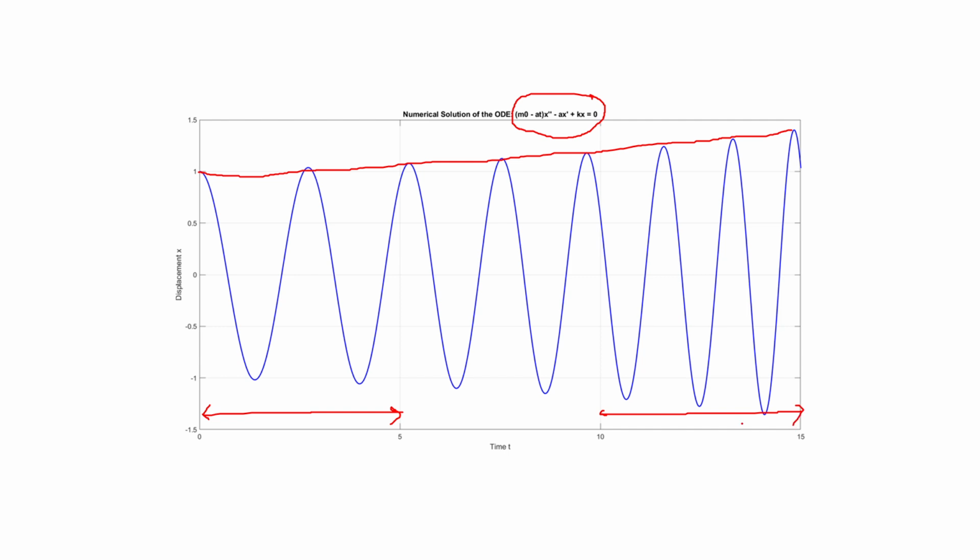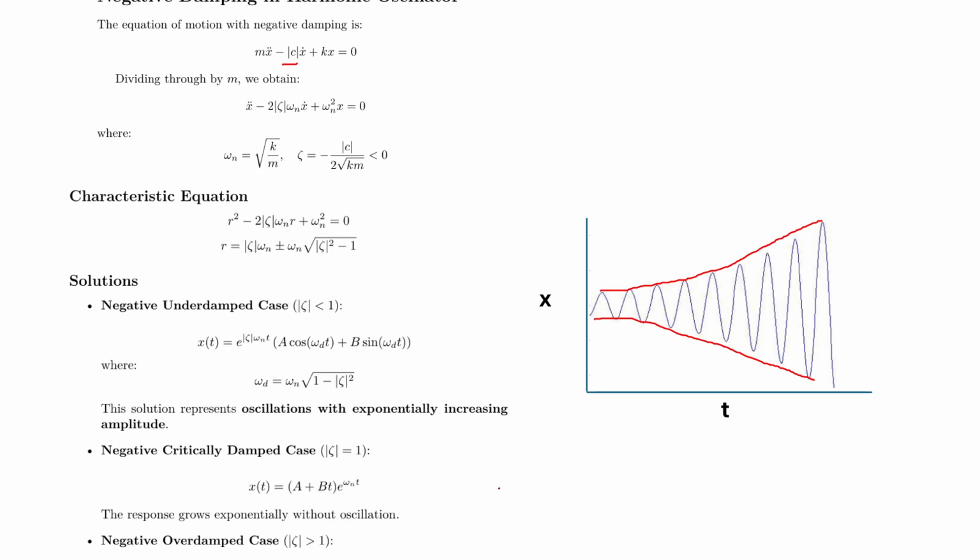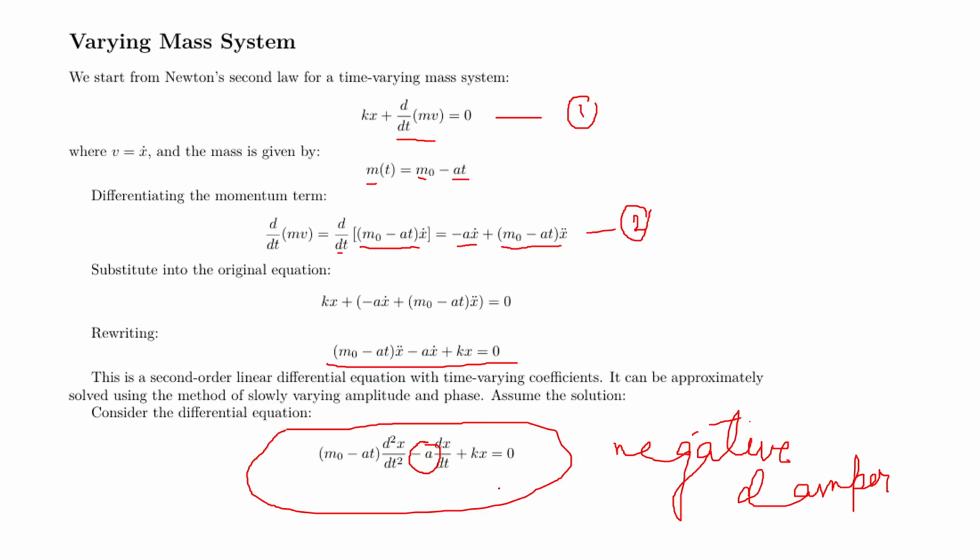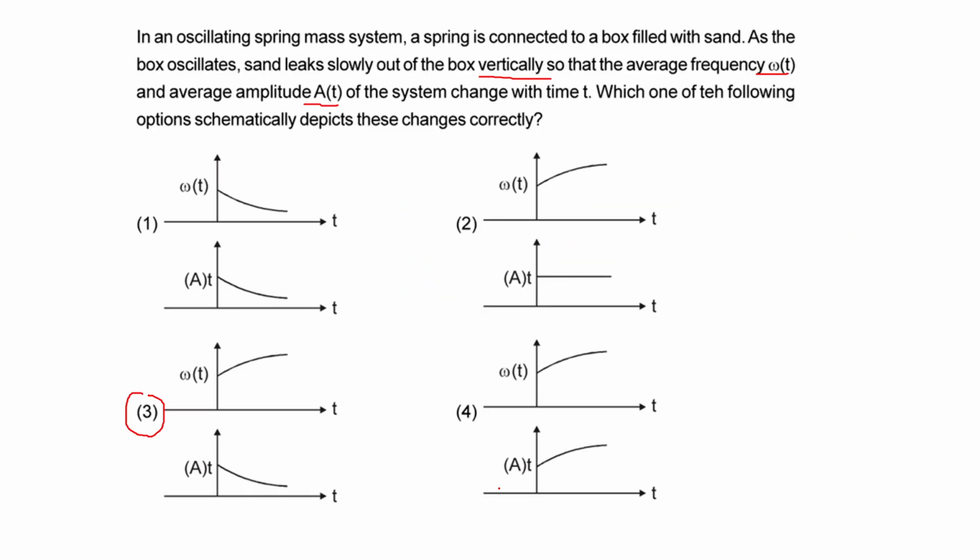So it means the frequency is also increasing. So the overall amplitude is also increasing and frequency is also increasing. So the correct answer of our question is this one, where we have both amplitude as well as frequency increasing.